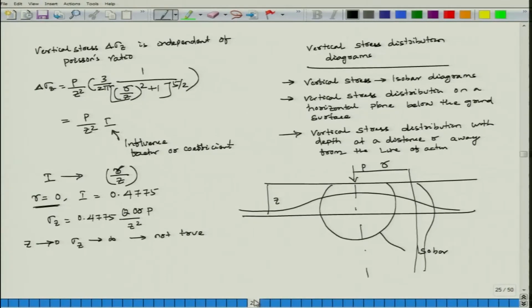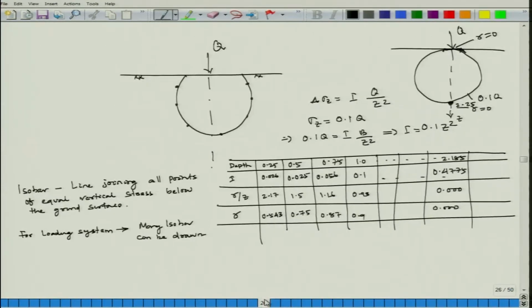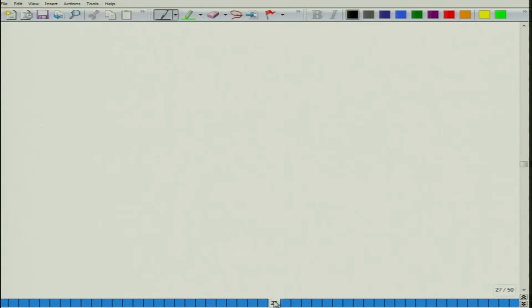Then the vertical stress distribution diagrams: one is the isobar, and the second is the vertical stress distribution on a horizontal plane below the ground surface. Then the vertical stress distribution with depth at a distance away from the line of action. So we have covered the vertical stress distribution, that means the isobar. Now let us start with the vertical stress distribution on a horizontal plane.